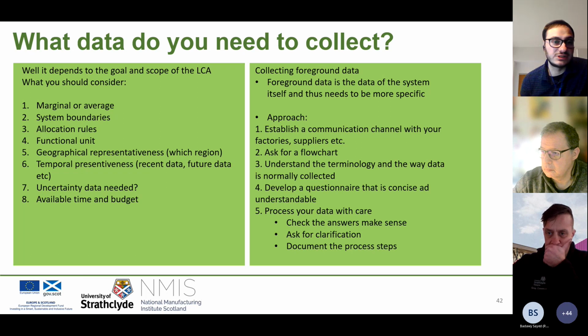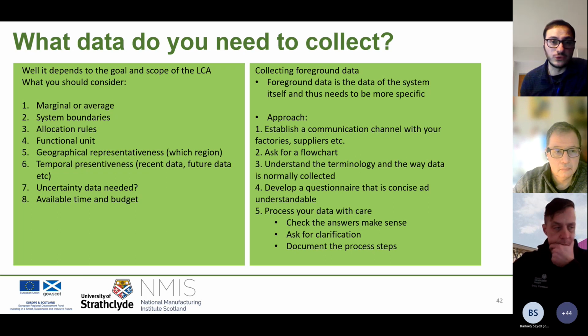The data should have geographical representativeness, so only data from your region. For instance, if you're doing an LCA in the UK, it's a big mistake to use average European data for electricity. Are they temporal, so recent, future, etc.? Should you consider uncertainty? And what is your available time and budget? And usually that is the one that actually draws the conclusions to what you're going to use.